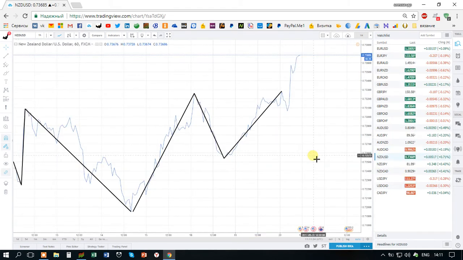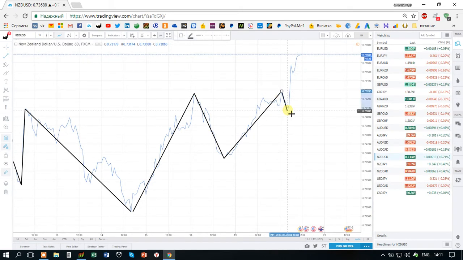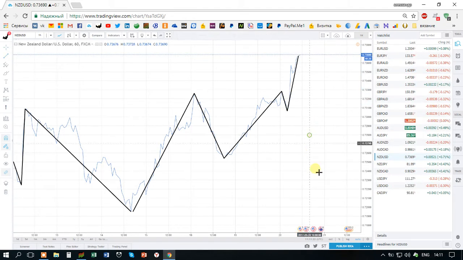New Zealand Dollar, violation to the downside. New lower low and then high, low, high, sorry.